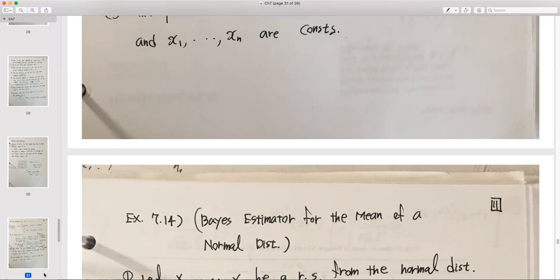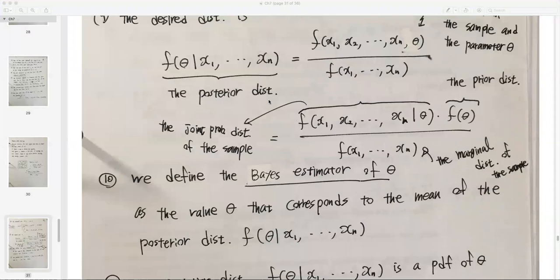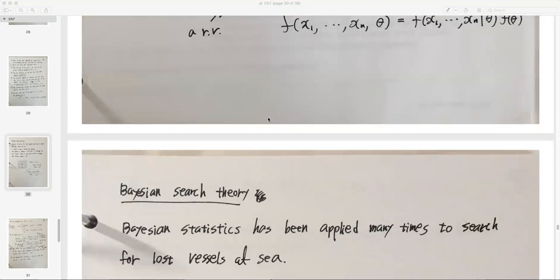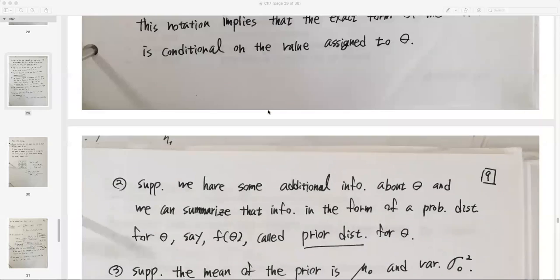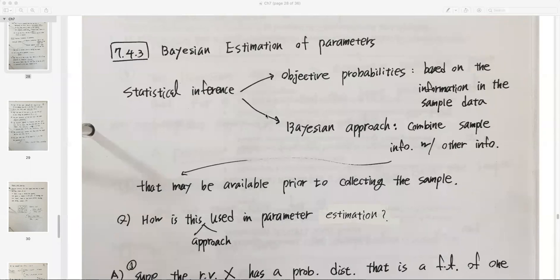All right, so in this video, I'm going to cover 7.4.3 Bayesian estimation. Let me cover 7.4.3 by using my lecture note. Give me a second. Yeah, right here. Bayesian estimation of parameter.